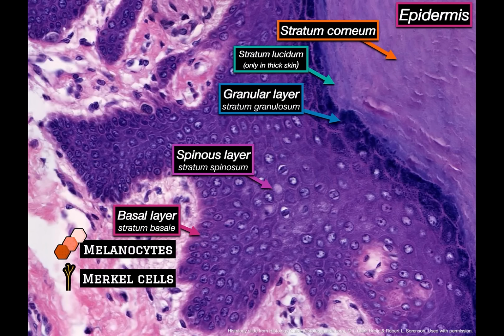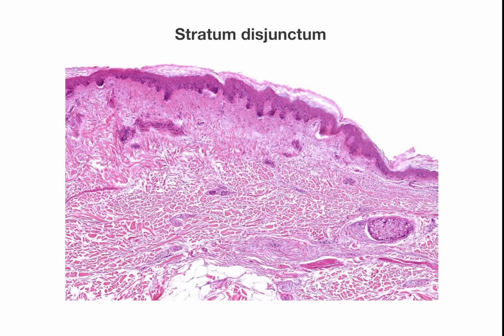The very outermost sheets of the corneum, which are in the process of flaking off, are sometimes referred to as the stratum disjunctum. These are the cells that are just about to shed into the environment.